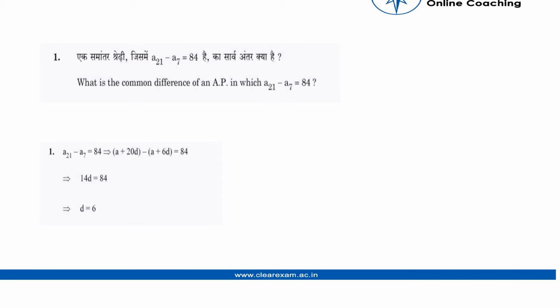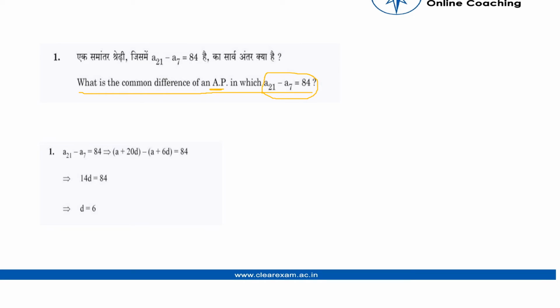Hello students, we will be discussing this question and its solution. So the question says, what is the common difference of an AP in which term A21 minus term A7 gives 84? So it is the question of the arithmetic progression chapter of NCERT class 10th, and it is a direct question from the book itself.